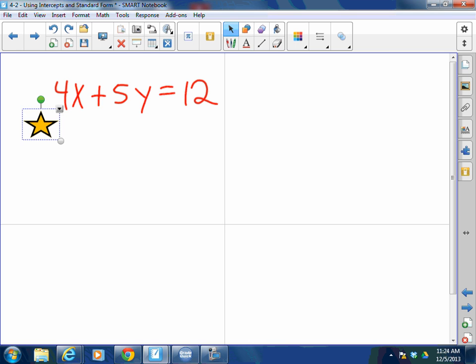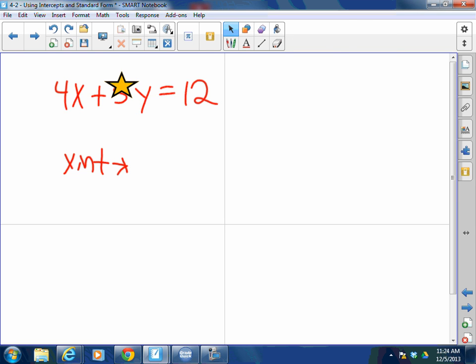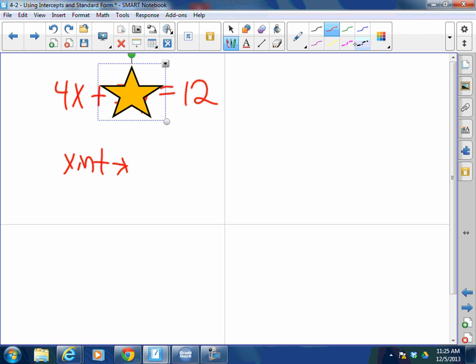All right, so I want to find my x-intercept. For my x-intercept, what am I making 0? The y. Let me make it larger. Okay, so that's bye-bye. This one's easy because 4 is a factor of 12. So what's my x-intercept? 3, 0.